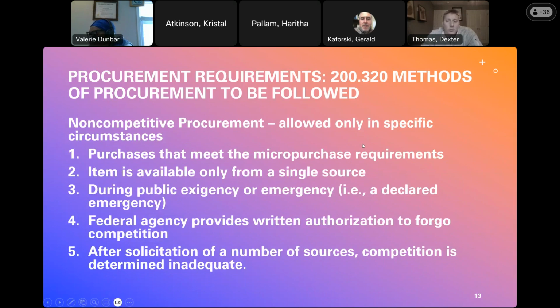Non-competitive procurement is allowed only in specific circumstances. Purchases that meet the micro-purchase requirements. The item is available only from a single source. During public exigency or emergency, i.e. a declared emergency, the federal agency provides written authorization to forego competition. After solicitation of a number of sources, competition is determined inadequate.